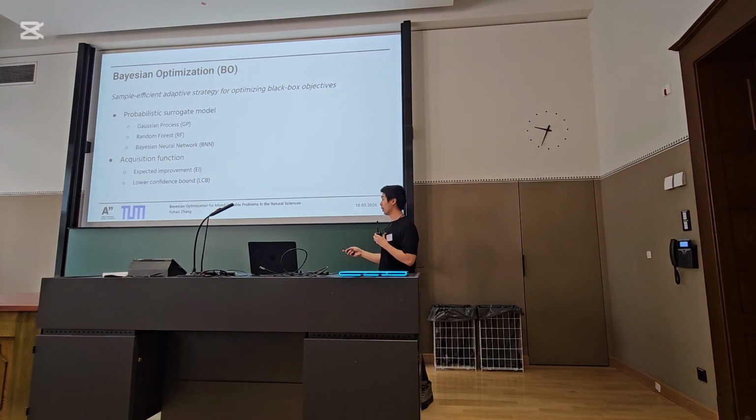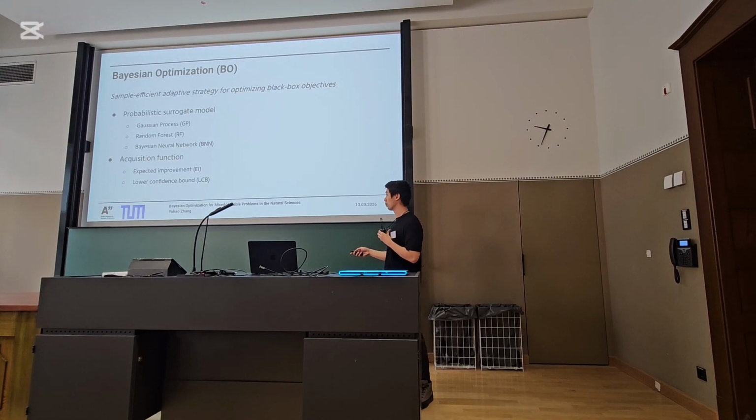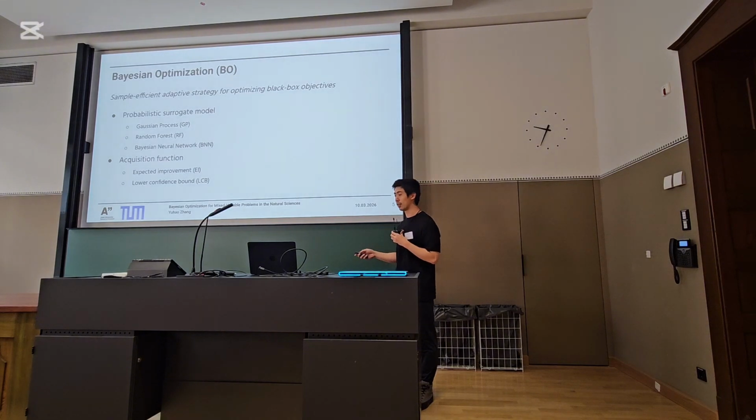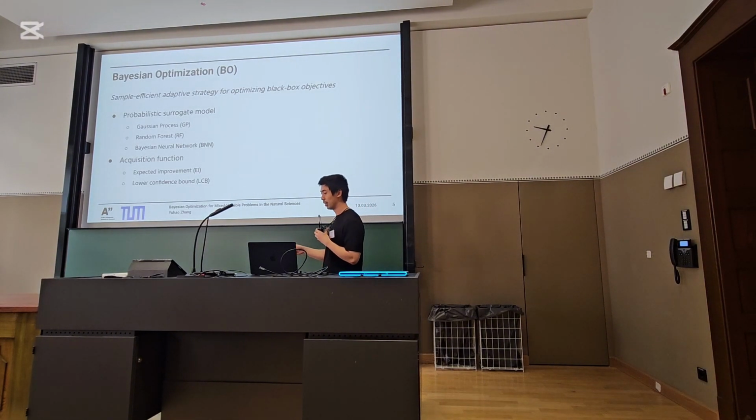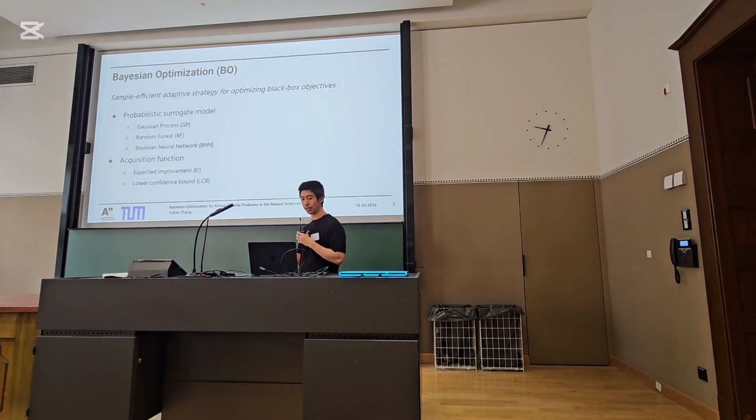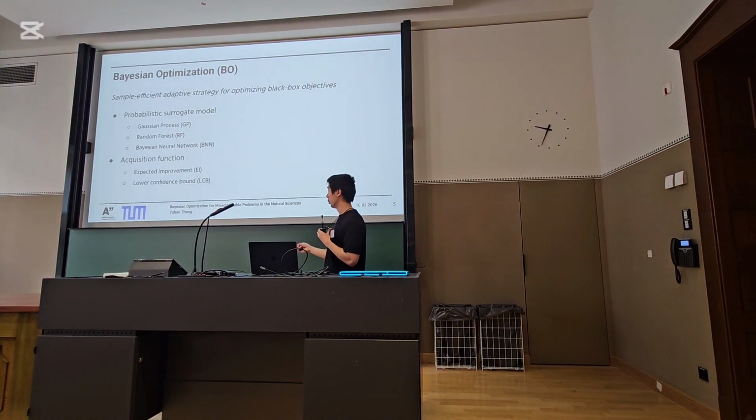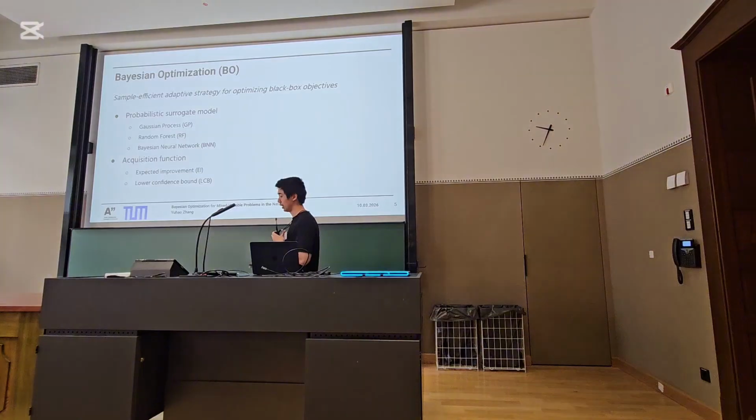And then the second part, which I argue is one of the most important parts, is what's called an acquisition function. This is what will suggest to you the next experiments to make and is actually the brains of this method. Some examples of the most commonly used are EI and LCB.